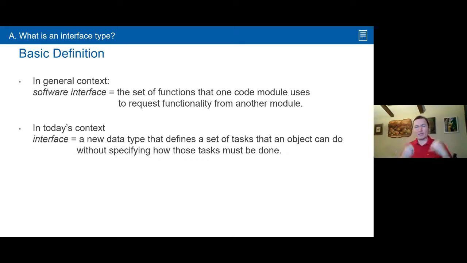What we're talking about today is a very specific use of the word interface that is developed in programming, which is a new data type that defines a set of tasks that an object can do without specifying how those tasks must be done. Those of you who are familiar with the concept of an abstract class, this is similar, but it's a little different.